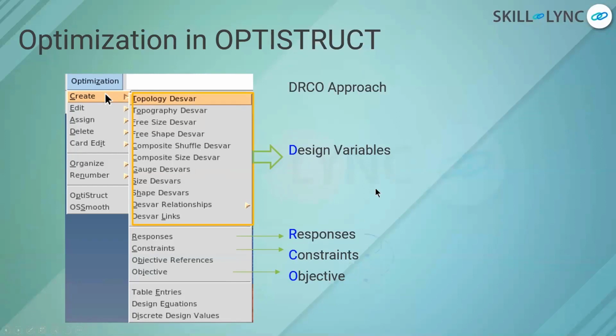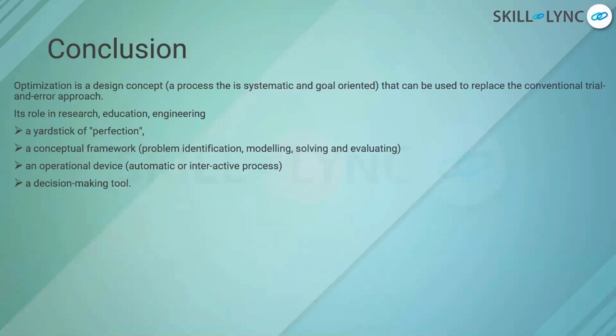The way OptiStruct works is that first you have to define your responses, and those responses will then be defined as constraints or objectives. As we showed earlier, the responses in our beam example are the stresses, the deflections, and the height and the width, which themselves need to be defined as constraints and objective. That is an introduction to structural optimization.